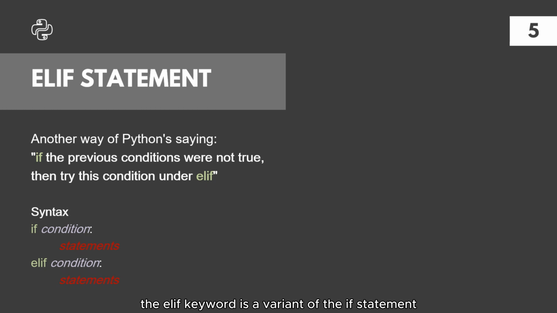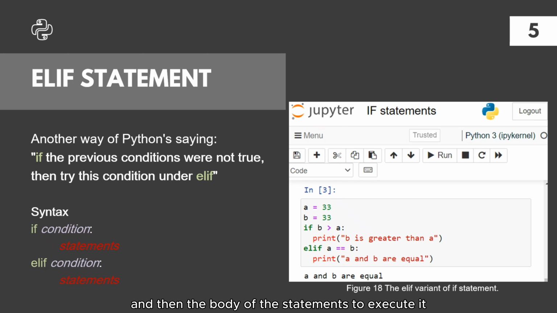The elif keyword is a variant of the if statement and another way of Python saying if the previous conditions were not true, then try this condition. The syntax is designed in the same way. If the first condition is not true, then the second condition will be checked, ending with the colon and then the body of the statements to execute if true. For instance, refer to the example in figure 18 where a is equal to b, so the first condition is not true but the elif condition is true, so we print to the screen that a and b are equal.